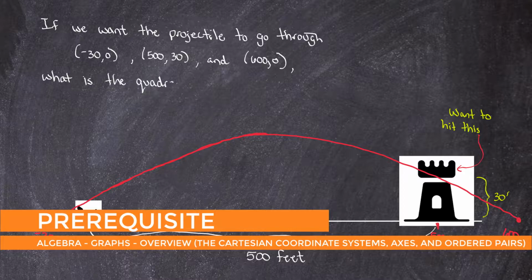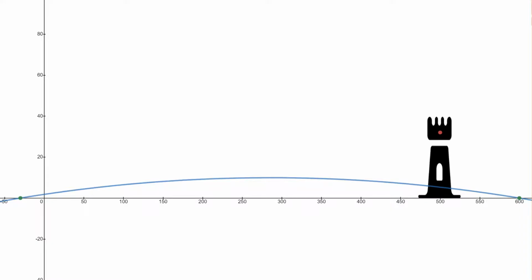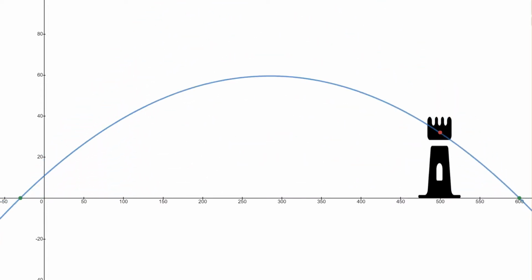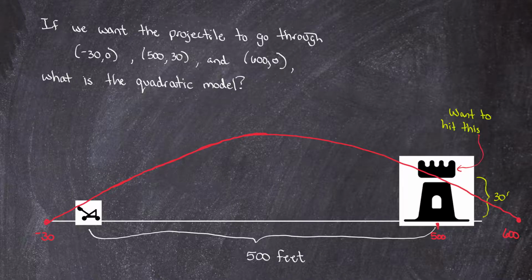Going back to our prerequisite knowledge, we know that 2 points will create a line, but we need 3 points in general to uniquely describe a parabola. Luckily, that's what we've been given here. So, using this information, what is our function for the quadratic model? Again, pause the video and take some time to build a quadratic model.